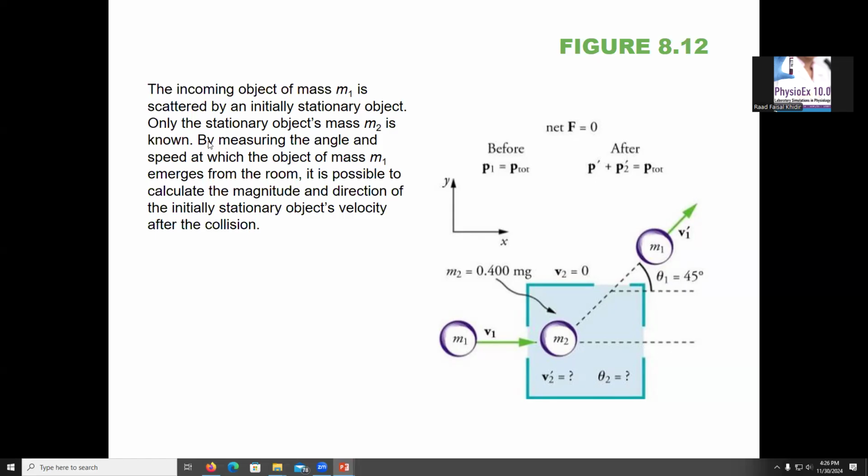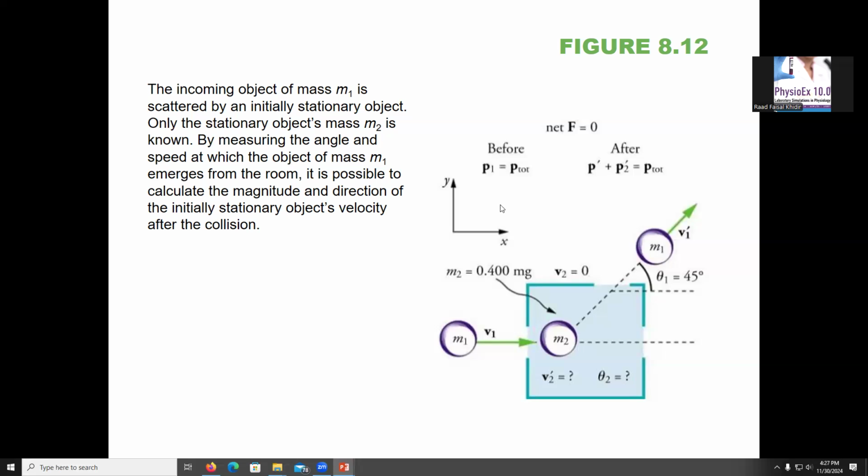So by measuring the angle and the speed at which the object of m1 emerges from the collision, it is possible to calculate the magnitude and direction of the initially stationary object's velocity after the collision. So this mass here struck and hit this mass here. We don't know what this mass is, but we do know what this mass is. And we know that after mass 1 hit mass 2, it curved with this angle theta.